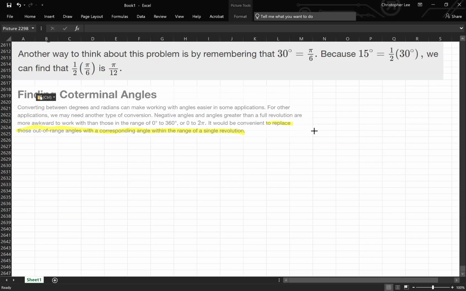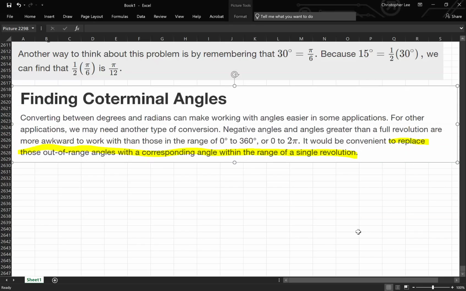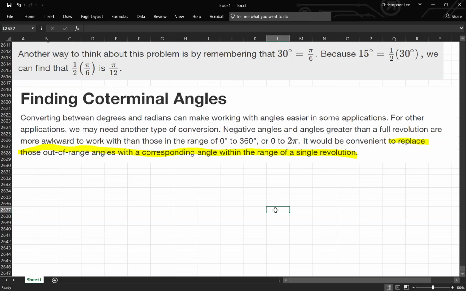So I want to talk about finding coterminal angles. This is important, all right? Converting between degrees and radians can make working with angles easier in some applications. For other applications, we may need another type of conversion. Negative angles and angles greater than a full revolution are more awkward to work with than those in the range of 0 to 360 or 0 to 2 pi. It would be convenient to replace those out of range angles with a corresponding angle within the range of a single revolution. So let's talk about that.